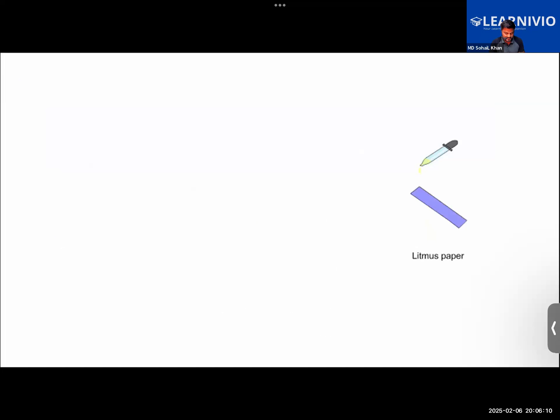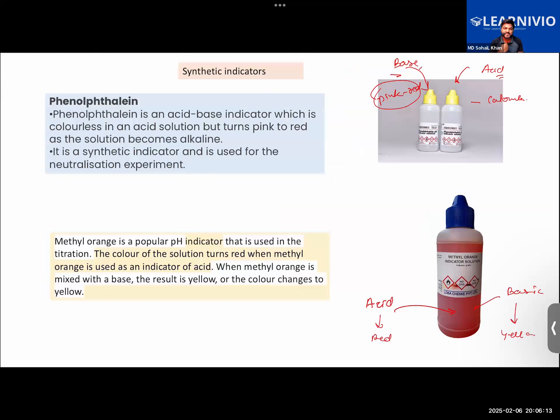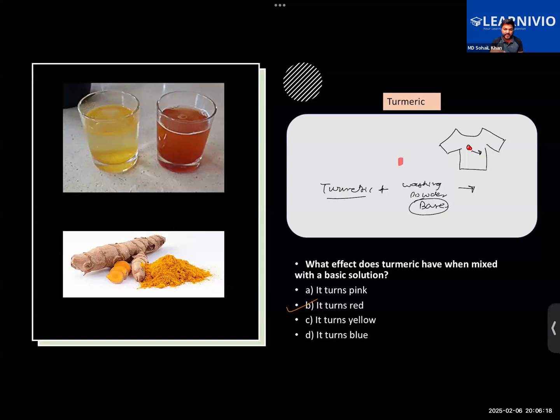So litmus paper we have learned. Then we have synthetic indicators. By the way, we have one more natural indicator over here, that is turmeric powder. Many times, while eating some food that contains turmeric, the food may fall on our cloth and there will be a stain. When that cloth is washed with detergent, the washing powder contains bases, like sodium hydroxide. So after washing, the color will change to red.